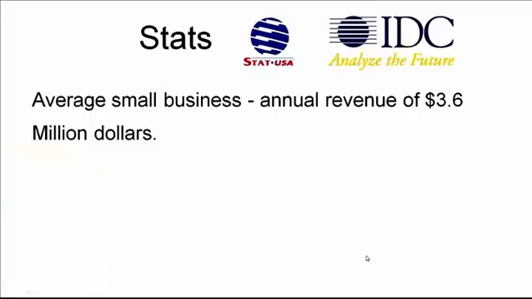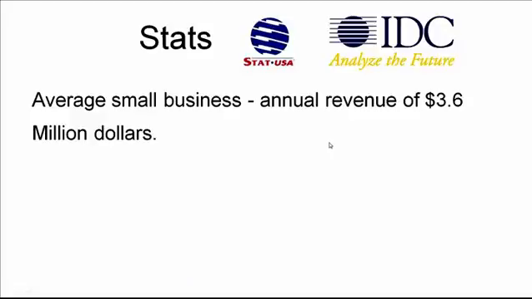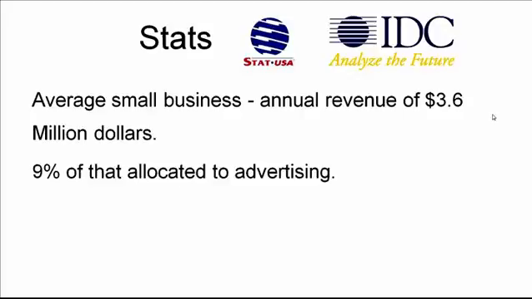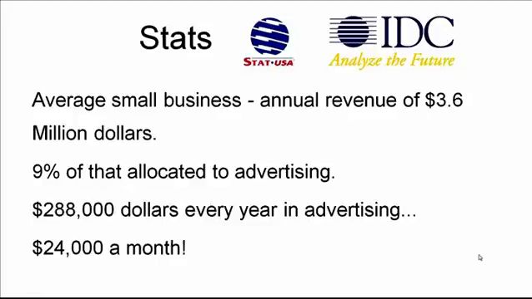So the average small business revenue, according to Stats USA and IDC, if I can view it as well, is $3.6 million. Okay, the average small business has a revenue of $3.6 million. And 9% of that is allocated to advertising, which is $288,000 every single year. That means small businesses on average spend $24,000 a month on marketing and furthering their message. Okay, so businesses are spending a lot of money on advertising right now.